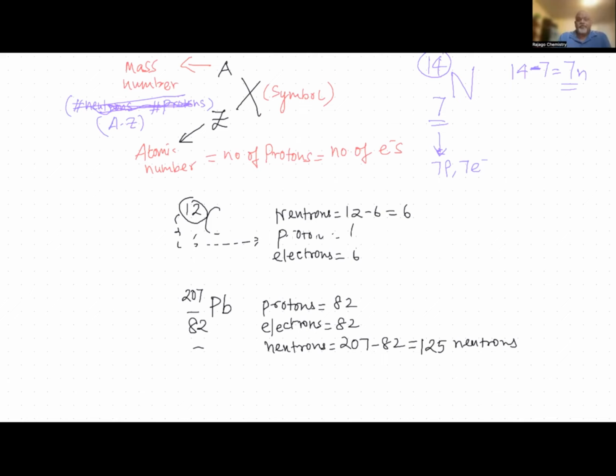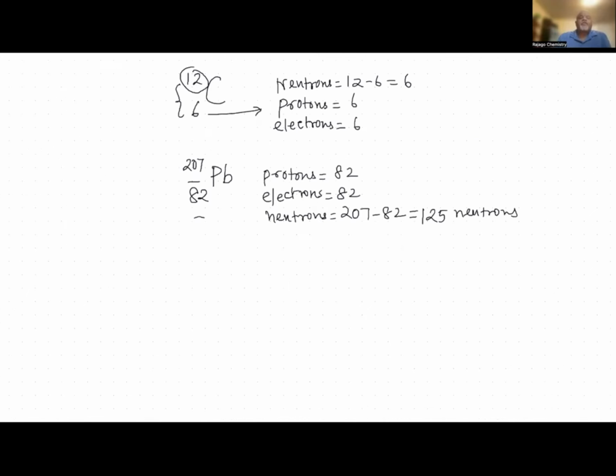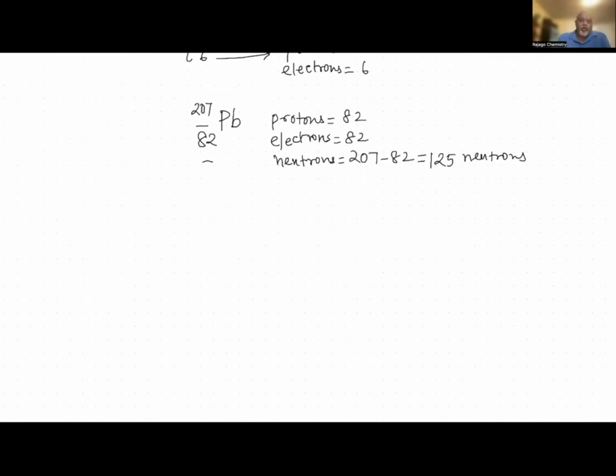Each and every atom will have what are called isotopes. Atoms form isotopes. Isotopes are very important. Let's say hydrogen. Hydrogen has 3 isotopes: H 1 1, H 1 2, H 1 3. Protium, deuterium, and tritium.